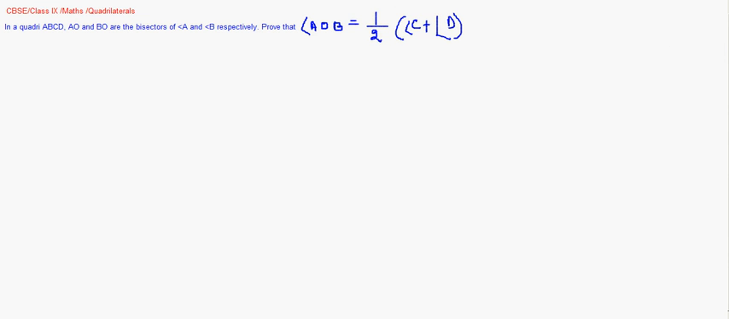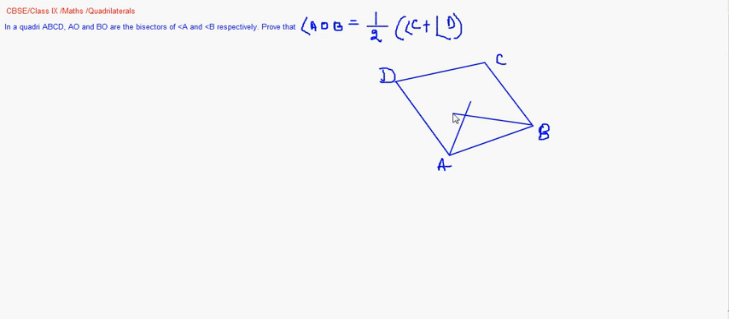Let us draw a quadrilateral naming it as ABCD. I have to draw the angle bisectors of A and B. I hope they look like angle bisectors. They are not accurate figures. And I name this point of intersection to be O. Let me name these angles 1 and 2. That will help us because they are half of angle A and angle B. I'll need angle AOB represented in terms of C and D.